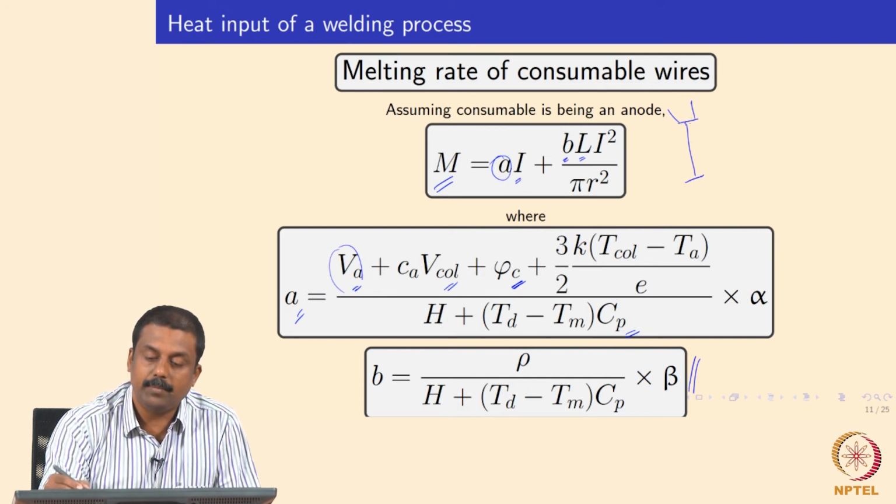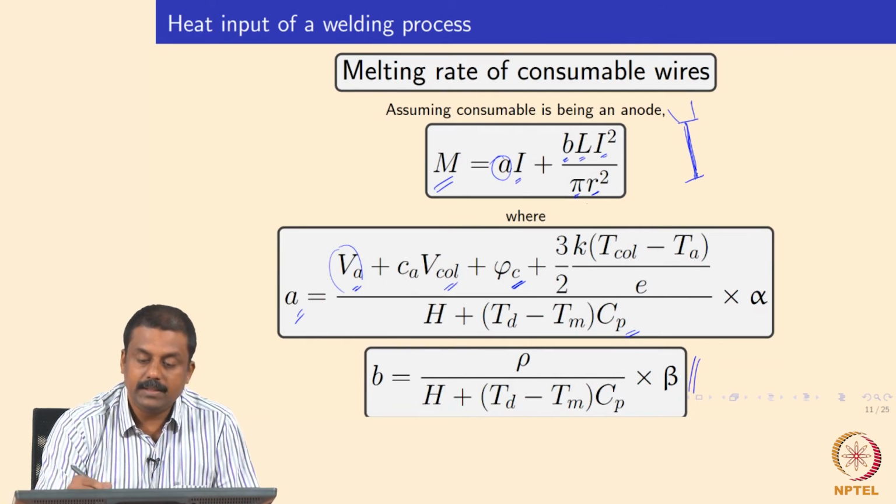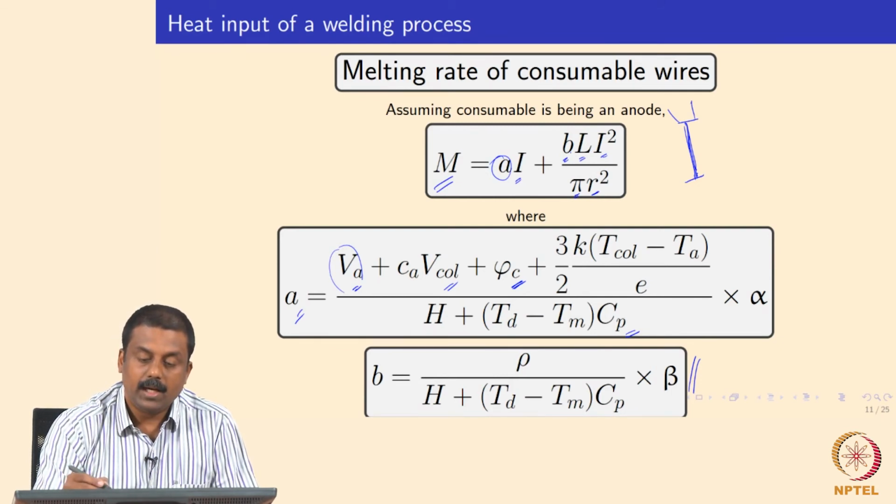And the stick out length is very important because it determines the resistance heating part of the electrode. Again I is the welding current, pi is a universal constant, and R is the radius of your filler wire or electrode. A and B are constants for a given material and for given process conditions, whether electrode positive or negative. So if you know A and B for a given stick out length and filler wire diameter, we can calculate the melting rate for a given welding current.